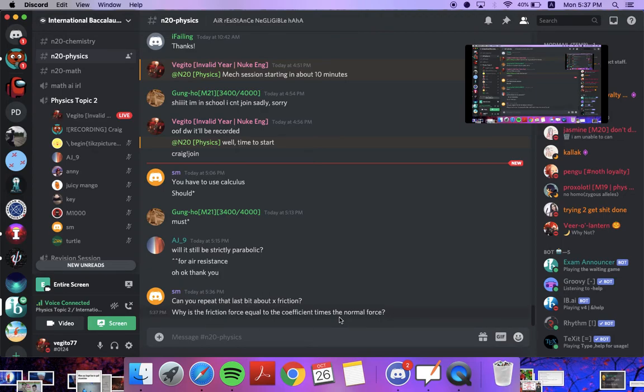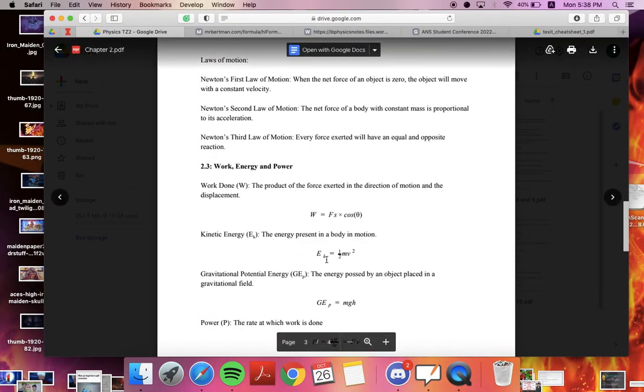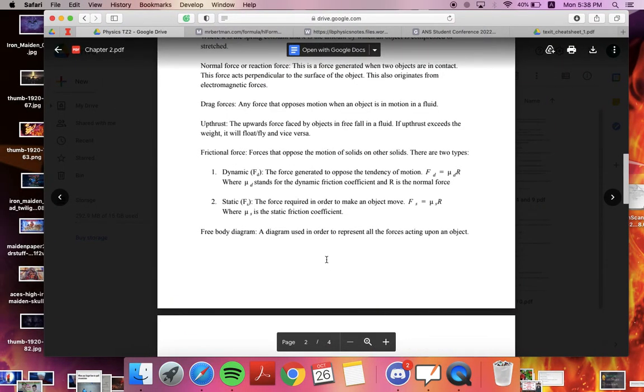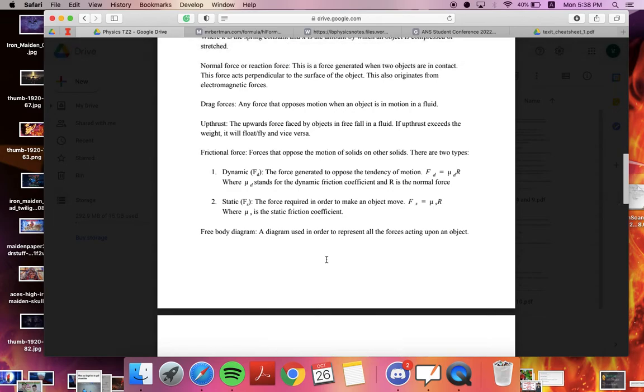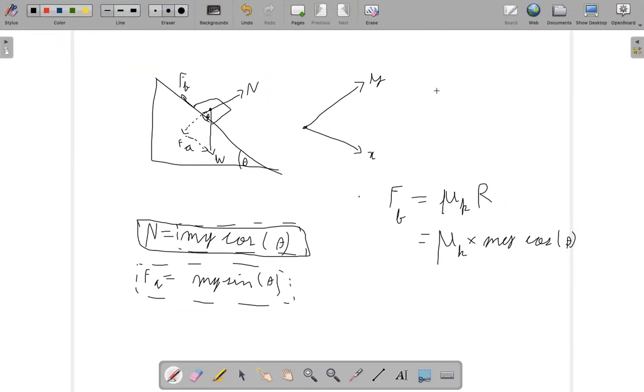Why is the friction force equal to the coefficient times the normal force? Okay, so after experimentation and observing things, we noticed that the frictional force is proportional to the normal force. Our frictional force increases proportionally with our normal force.